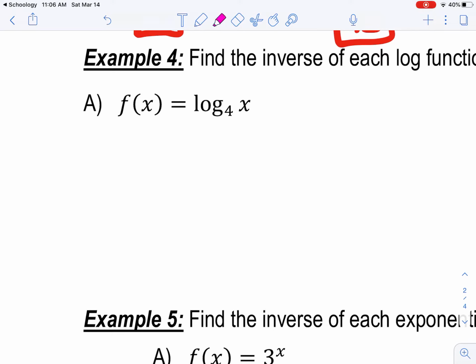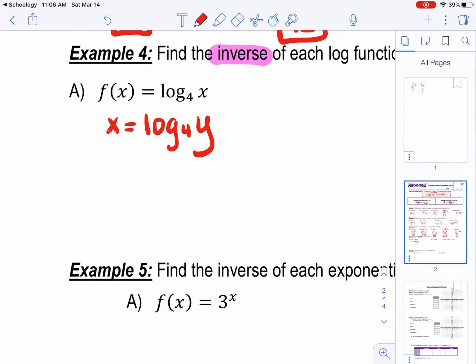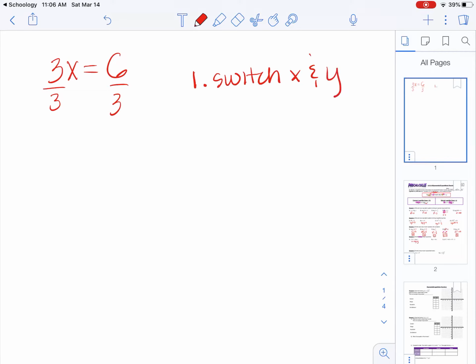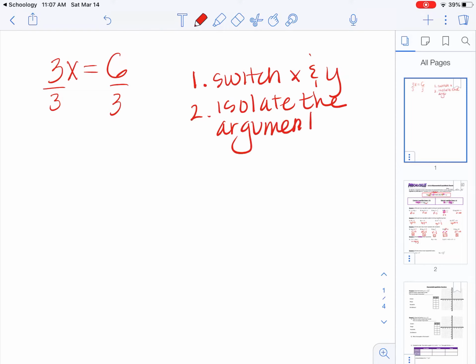So we all know the first step of finding an inverse. The first step of finding an inverse is switching x and y. So we have x equals log base 4 of y. Okay, so now I'm going to switch to that page that I had blank up here because I actually want to write down my steps here so that you can see them. You're going to switch x and y. You are going to isolate the argument. Isolate the argument, and then third step is rewrite as an exponential function.